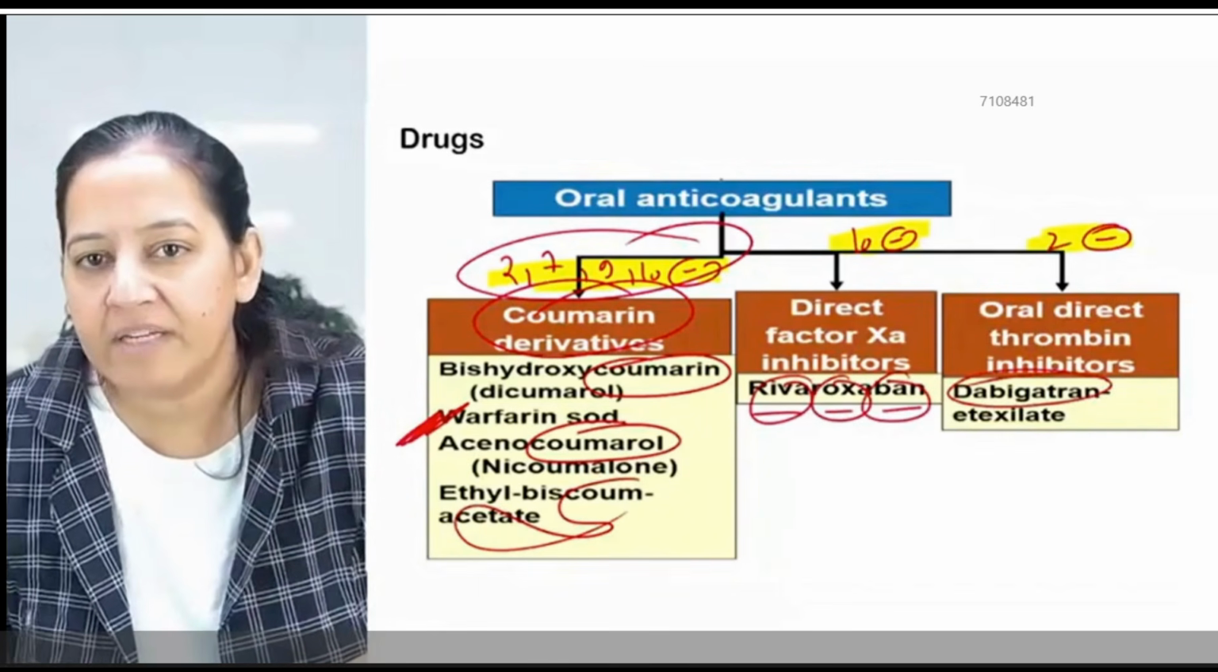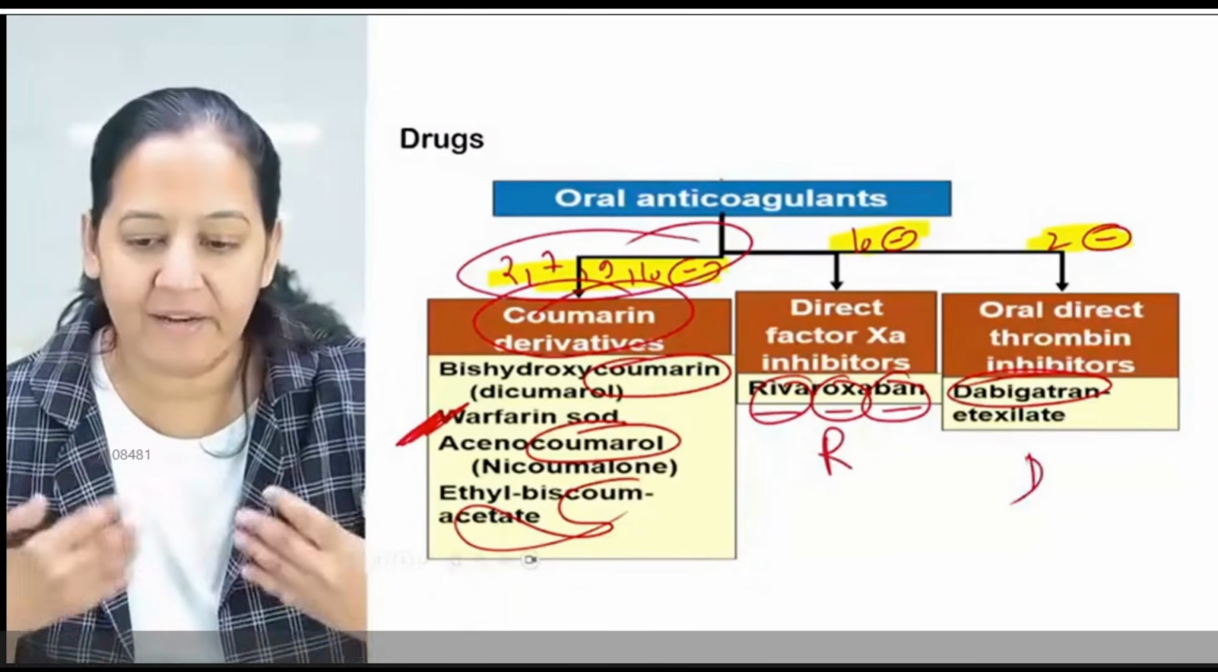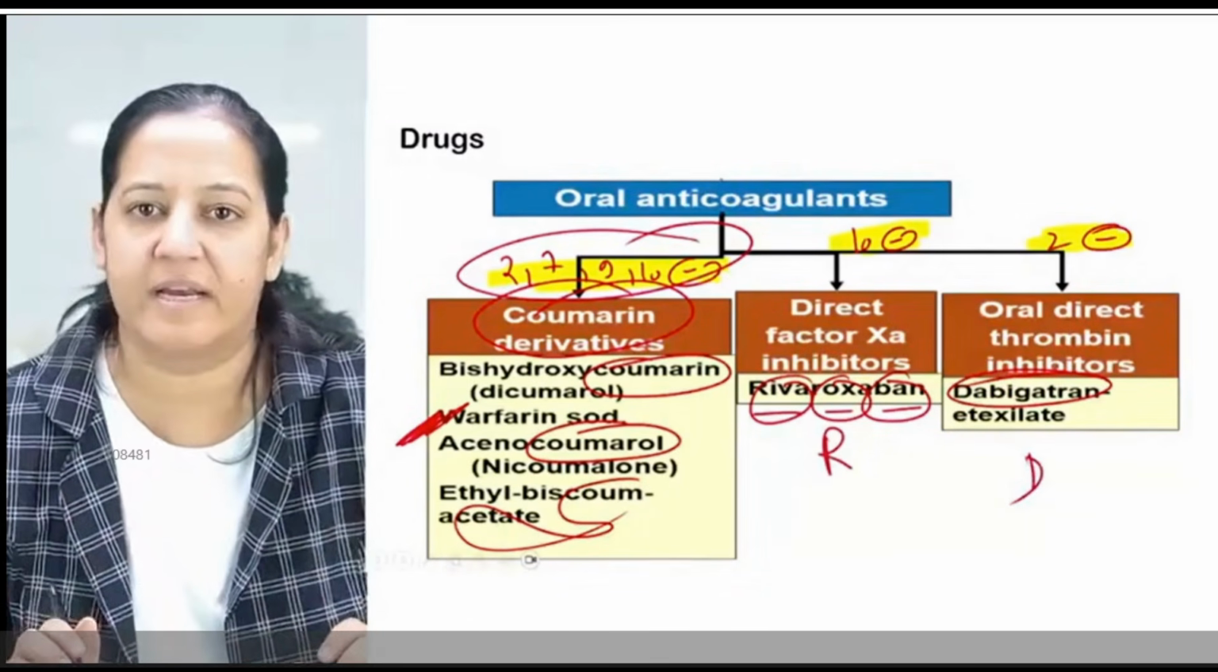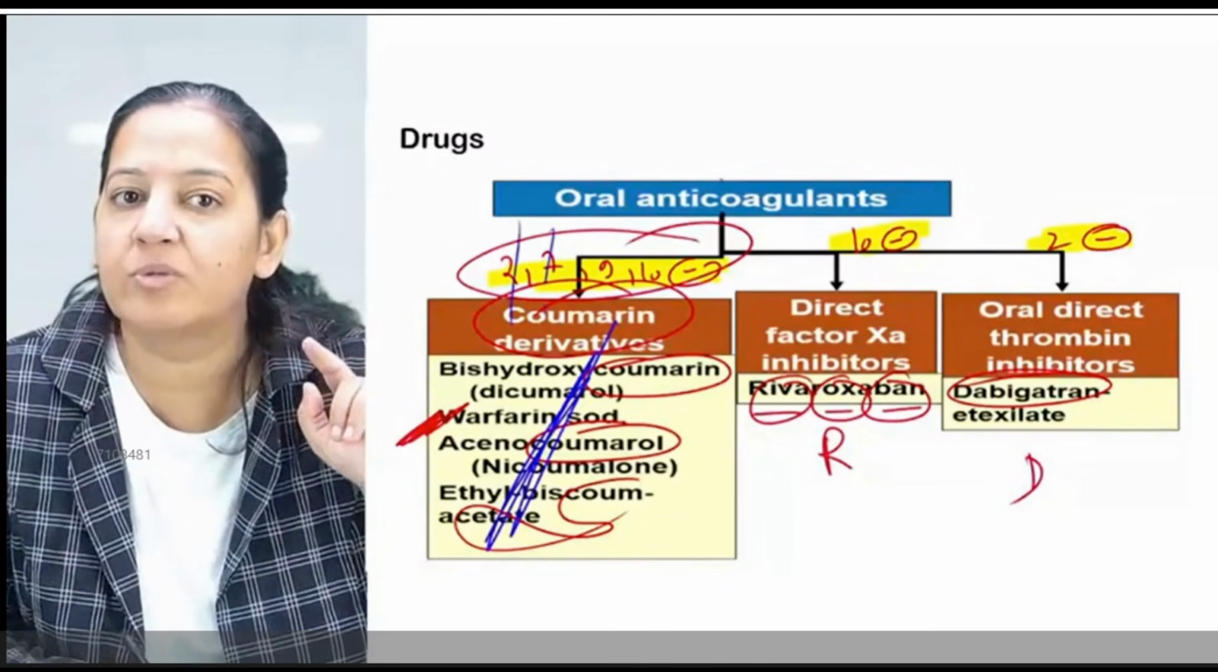Here we have Dabigatran. Here Rivaroxaban, here Dabigatran. If you pronounce these clearly, you will understand. First, learn the broad categories. These ones are inhibiting which factors? 2, 7, 9, 10.